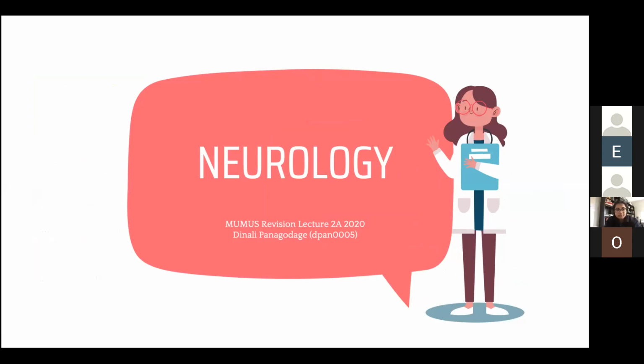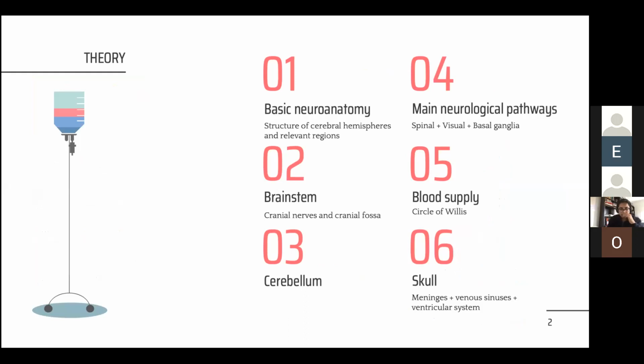So it's a pretty heavy topic, but I'll go into most high yield things. If you have any questions, chuck it in the chat, and I'll go through them later on. The way I've divided this lecture is that first of all, we go through some of the more theory stuff. So we'll go through the neuroanatomy, especially of the cerebral hemispheres and all of the special areas of that, like Broca's area, Wernicke's area, that sort of stuff.